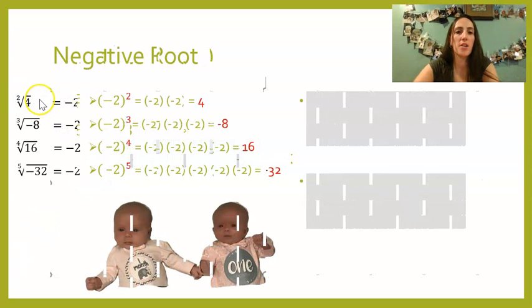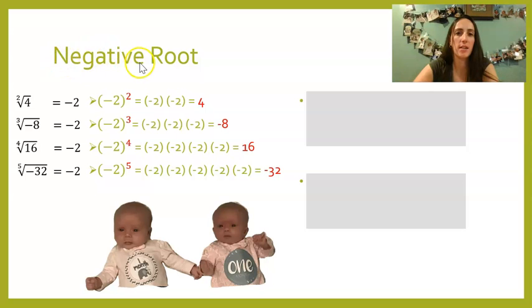So Brooke and Sophia are here to take a look at when we have a negative root. So think about the square root of 4. The square root of 4 can equal negative 2. I know that's the case because if I take negative 2 and I square it, that means I have negative 2 times negative 2. A negative times a negative is a positive, and 2 times 2 is 4.